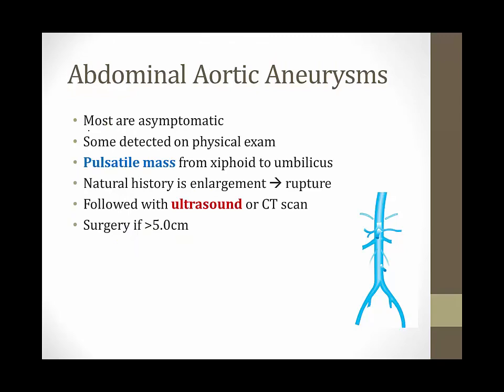Most abdominal aneurysms are asymptomatic, and we screen many patients, especially male smokers around 60 or 65 years of age, because these aneurysms can occur and be asymptomatic. Some are detectable on physical exam.